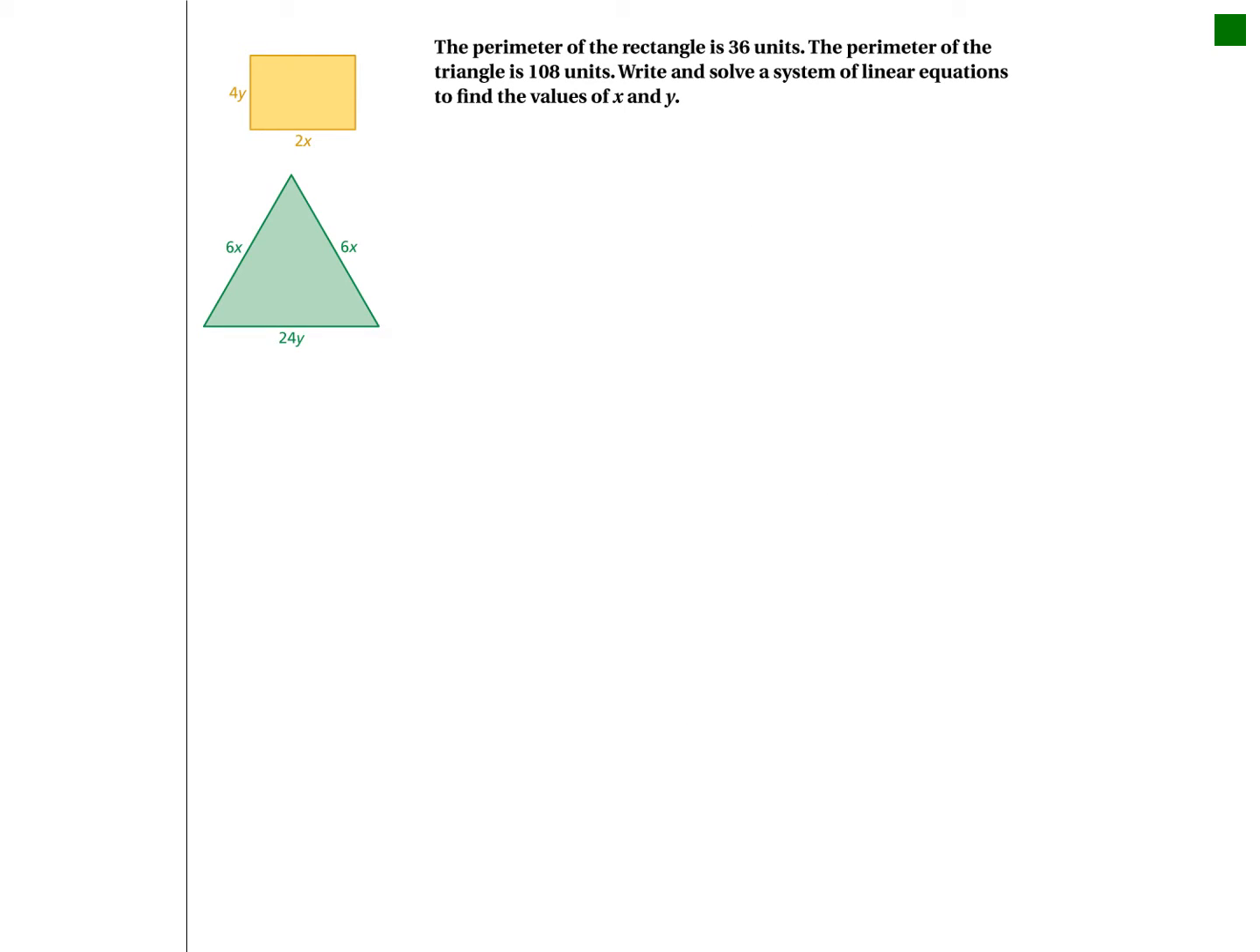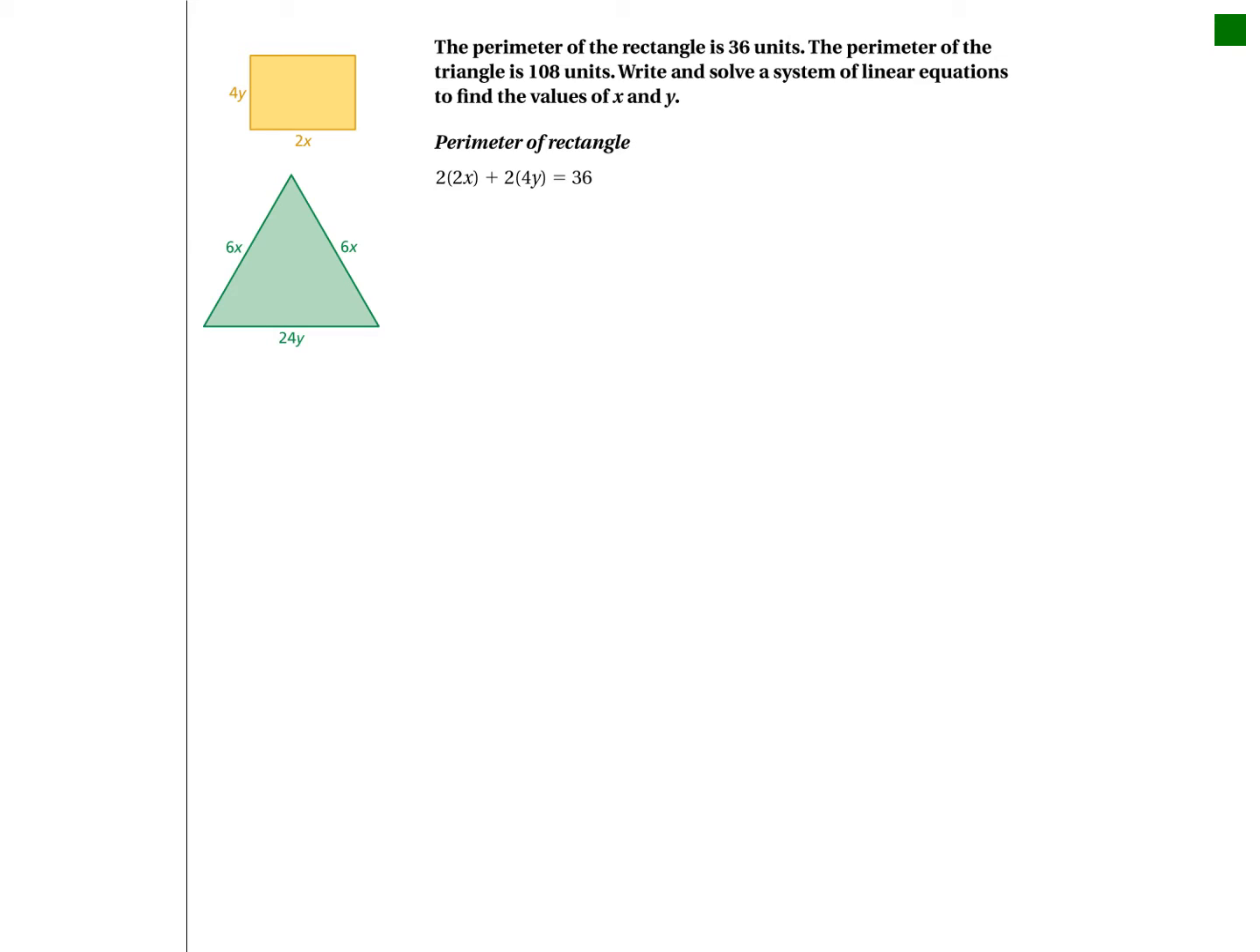Now, let's go ahead and go through this with a word problem. Yesterday, I noticed that we really needed to practice on making equations, giving words, a little bit more for those 6 of you who kept getting that wrong. So let's go through. The perimeter of a rectangle is 36 units. The perimeter of a triangle is 108 units. Write and solve a system of linear equations to find the value of x and y.